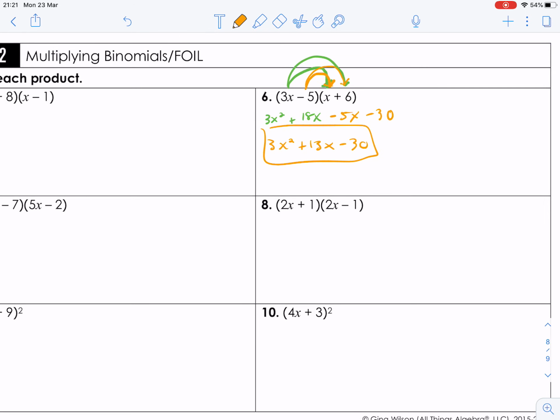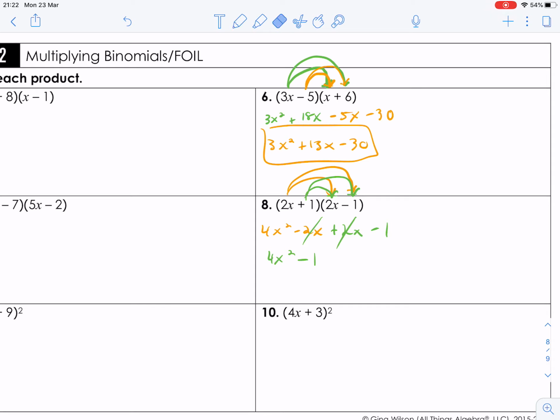Same thing. That's going to be 4x squared minus 2x, and then plus 2x minus 1. So we get 4x squared, these cancel out, minus 1.